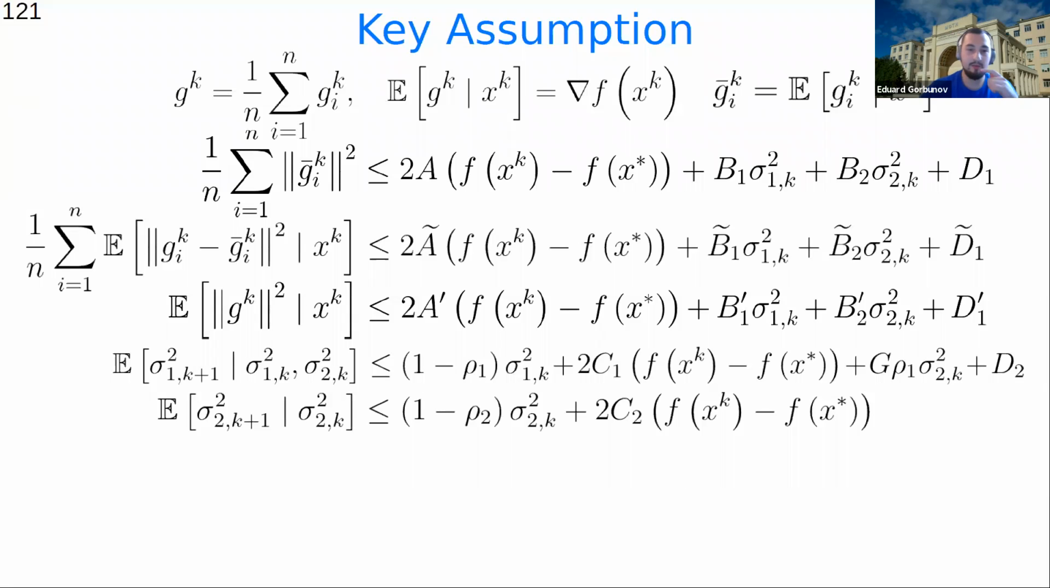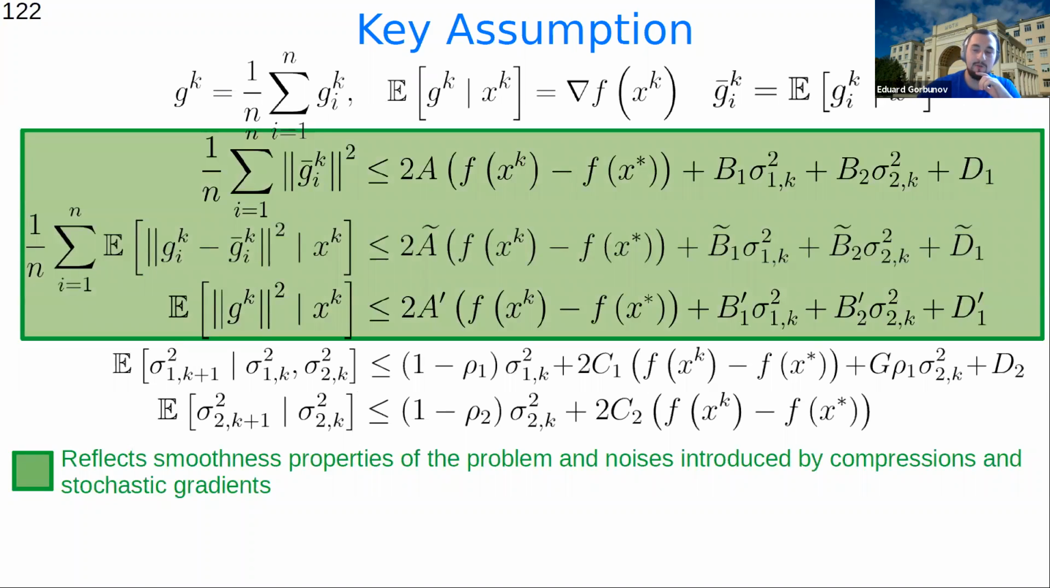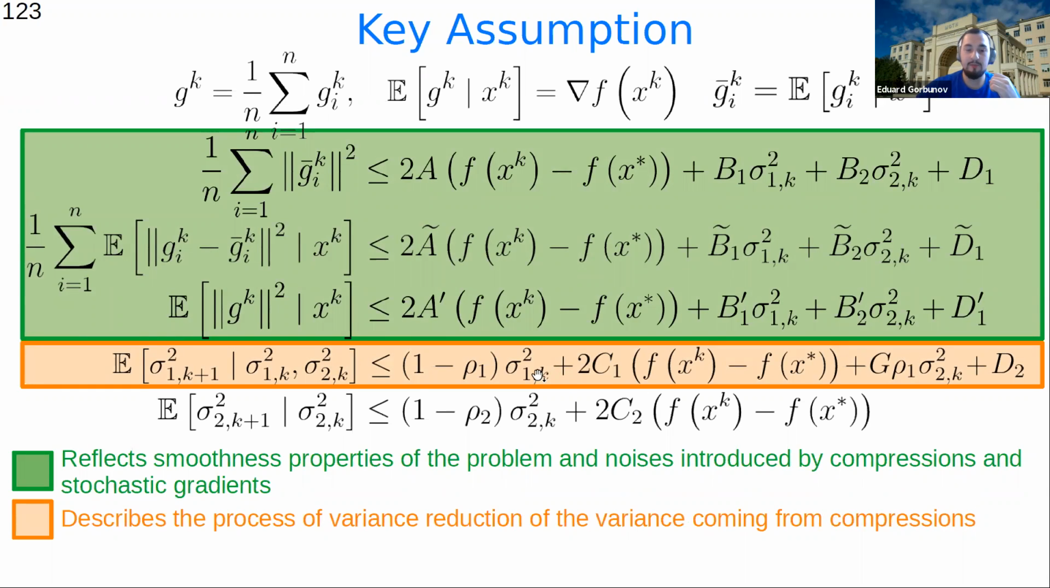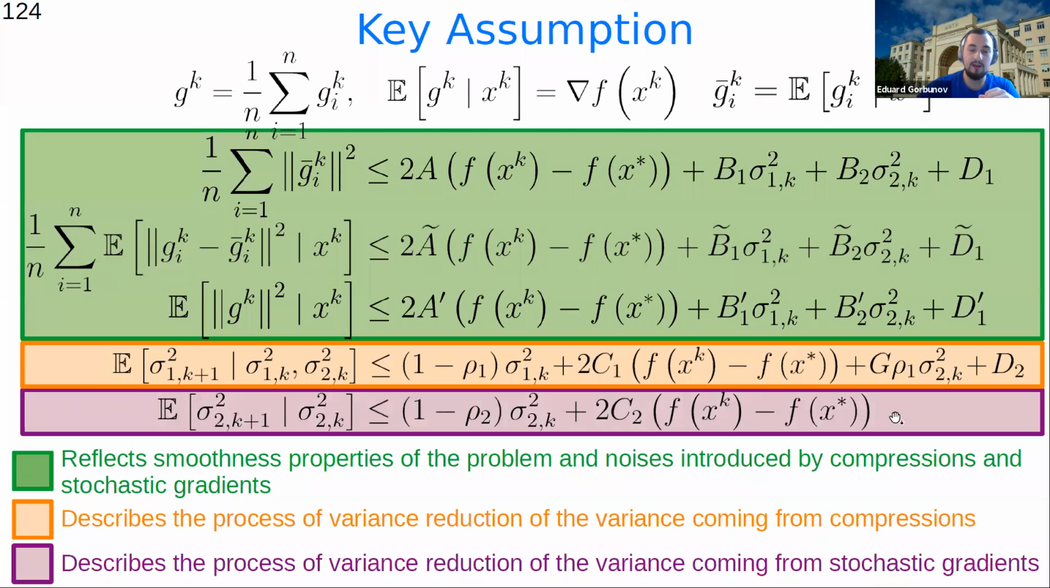So the modified assumption is as follows. Here we also have kind of unbiasedness, but now we assume unbiasedness of g_k, where g_k is an average of g_i^k, the average of local stochastic gradients. And now I need to explain these inequalities, but I will explain them only at a high level. The first three inequalities also reflect some smoothness properties of the problem, especially these terms, and the noises introduced by both compressions and stochastic gradients. Then this inequality describes the process of variance reduction of the variance coming from compressions. And the last inequality describes the process of variance reduction of the variance coming from stochastic gradients.